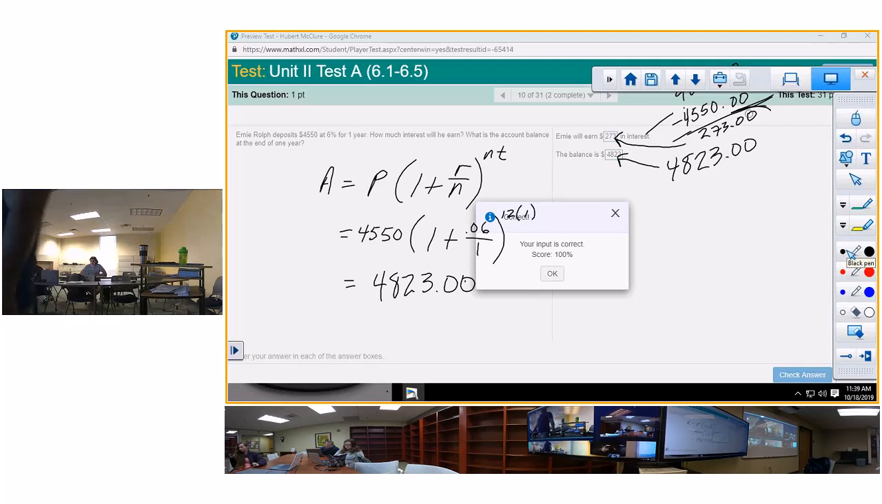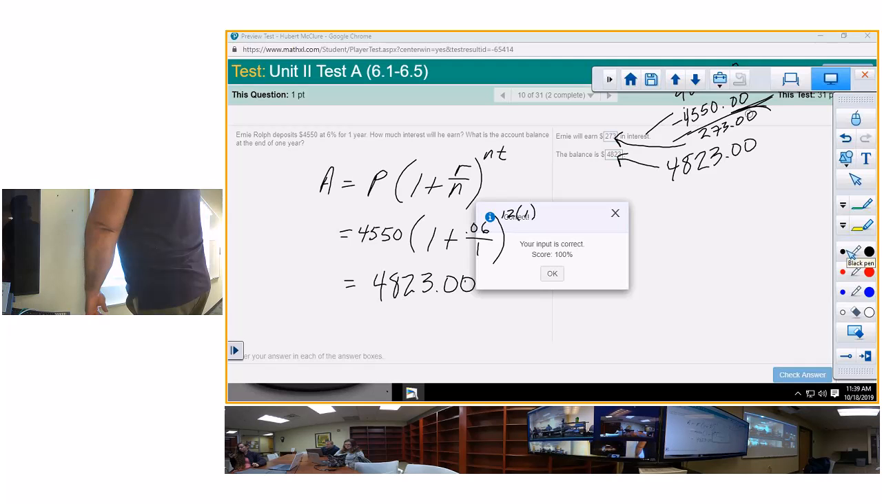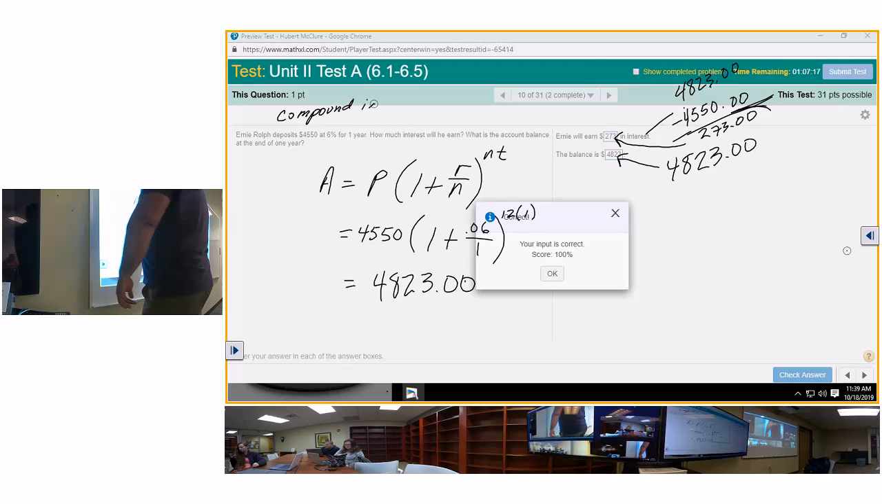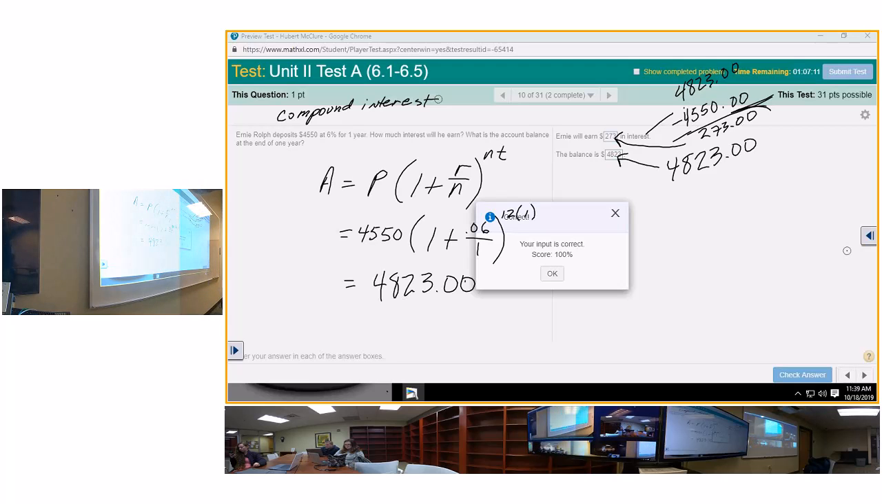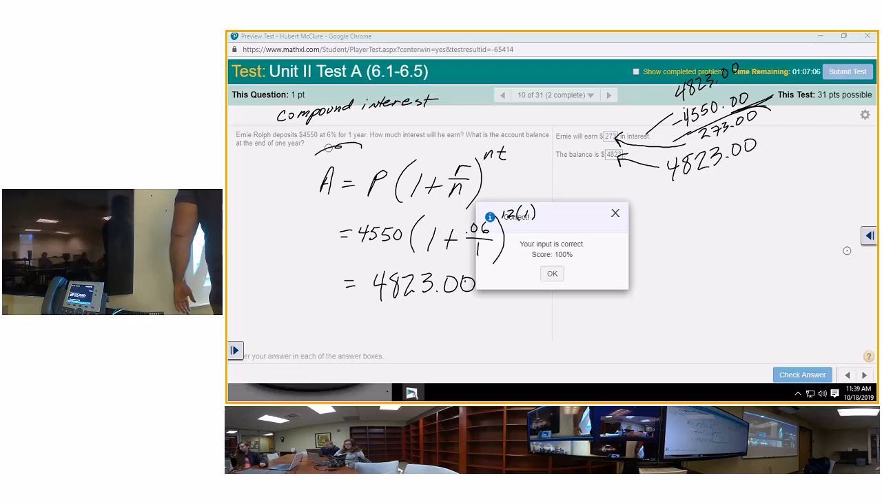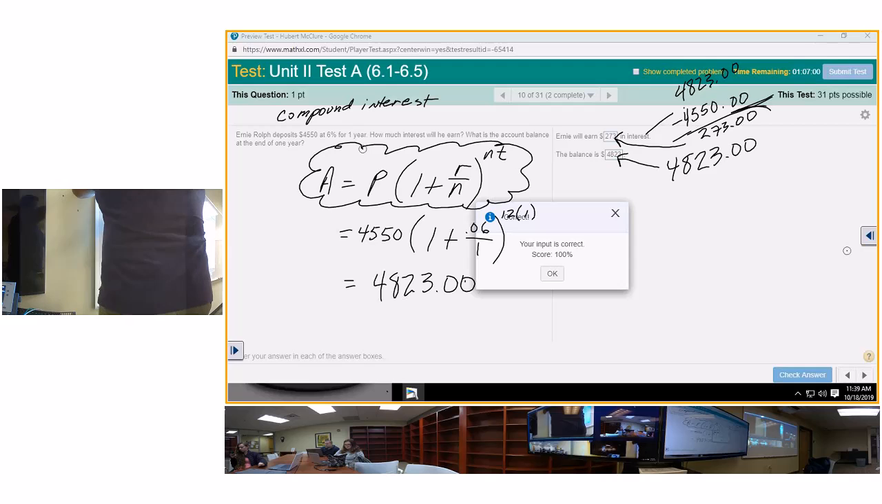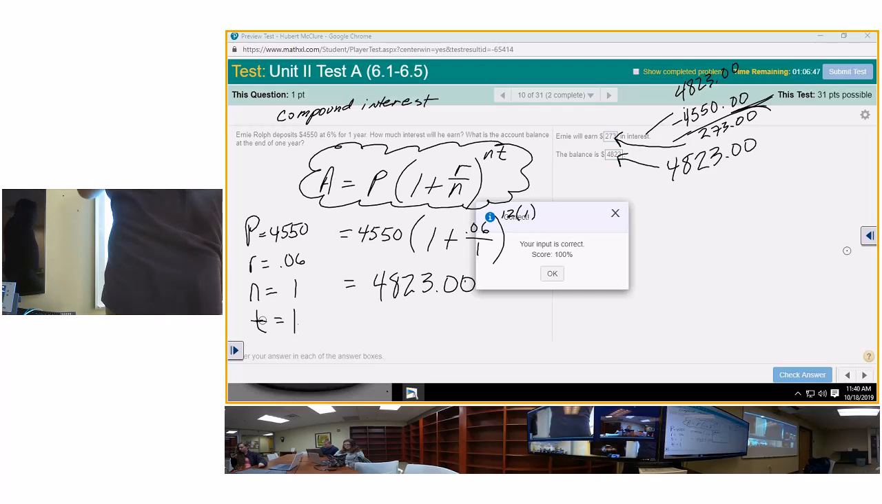So, what they should be writing, and I want you to write this down. First of all, it's compound interest. Out of all the interest formulas, compound interest, and they should give you the formula, but they don't. So here's the formula. Write it down in your notebook. P is equal to 4550. R is equal to 0.06. N is equal to 1. And T is equal to 1.